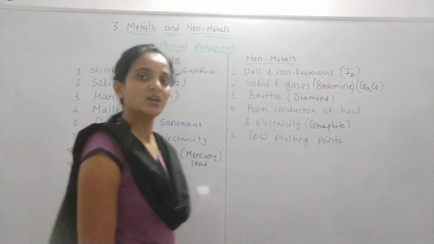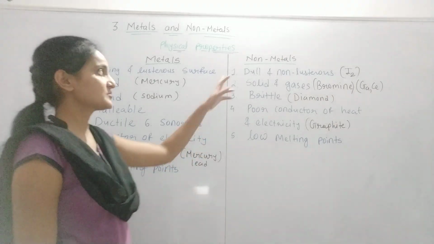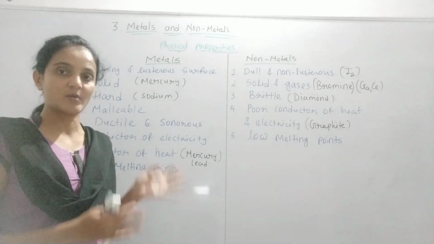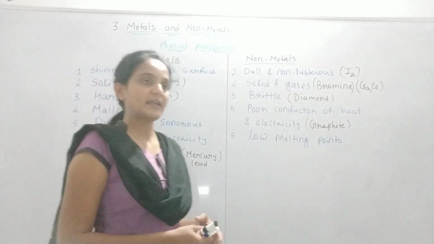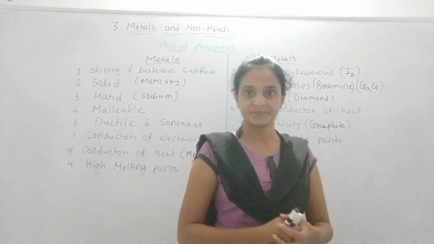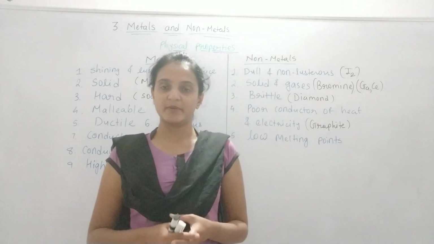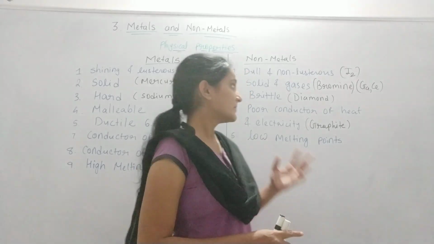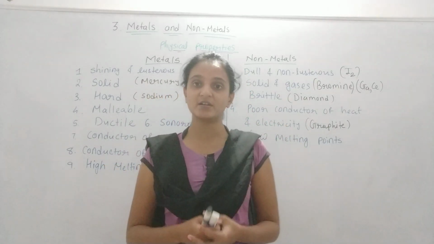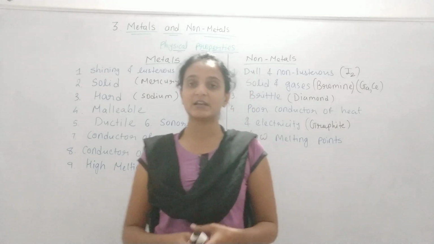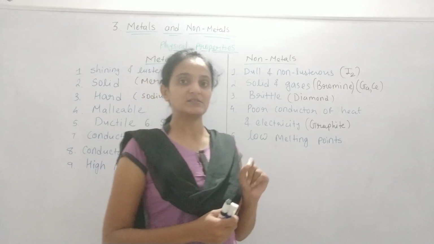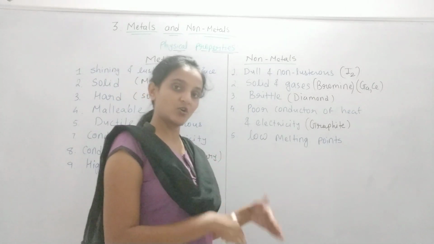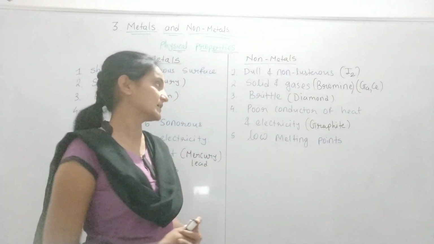Now we are moving to the non-metals. Starting with the first property of non-metals: they are dull and non-lustrous in nature, opposite to metals. They are dull, like carbon and sulfur. These are all non-metals which have a dull appearance. They do not have a lustrous surface, right? But there is also one exceptional case, iodine. If you see iodine, I will show you in the lab, iodine has a shining surface, right? So that is the exceptional case among non-metals. Iodine is a non-metal, but still it has a shining surface.